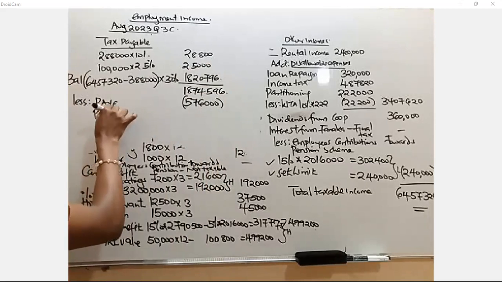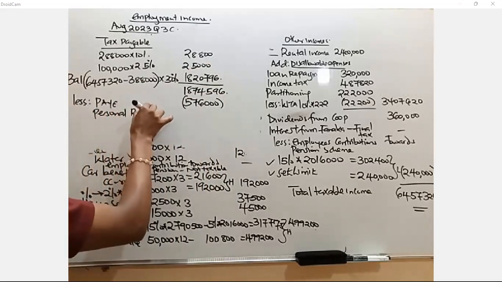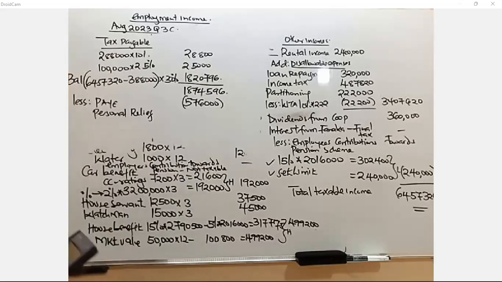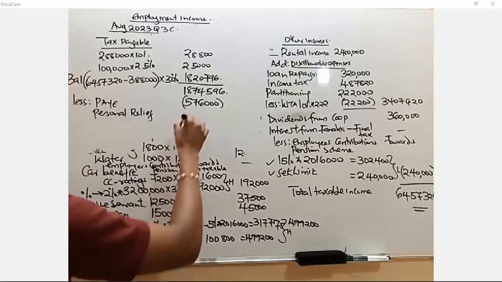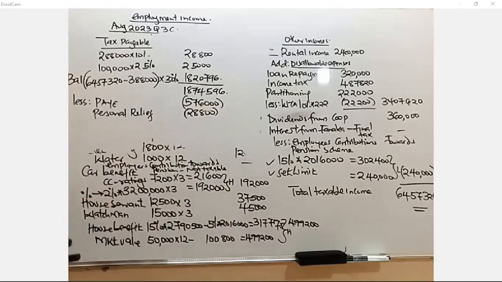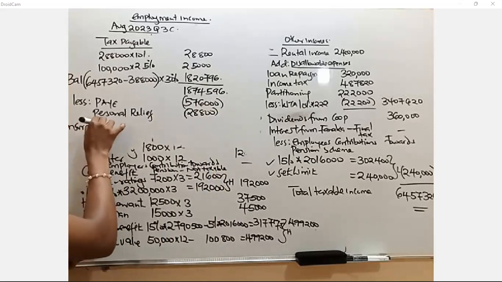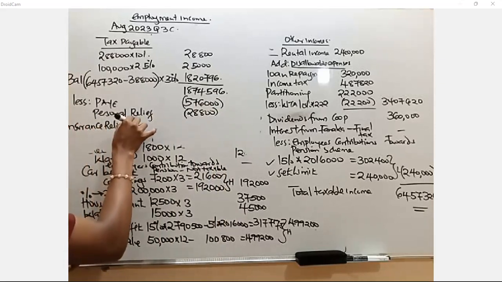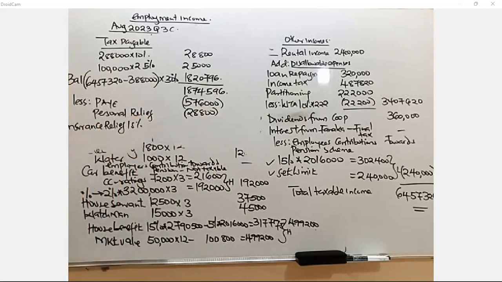We have personal relief. The personal relief should be how much? When you look on the personal relief should be 28,800 for every employee, correct? Then we have things like, after this one, what are we supposed to be doing here? We have the insurance relief. Nakumbuka alikuwa na insurance. So the insurance relief itakuwa 15% of that amount. So the amount of insurance relief itakuwa ngapi? 43,200.